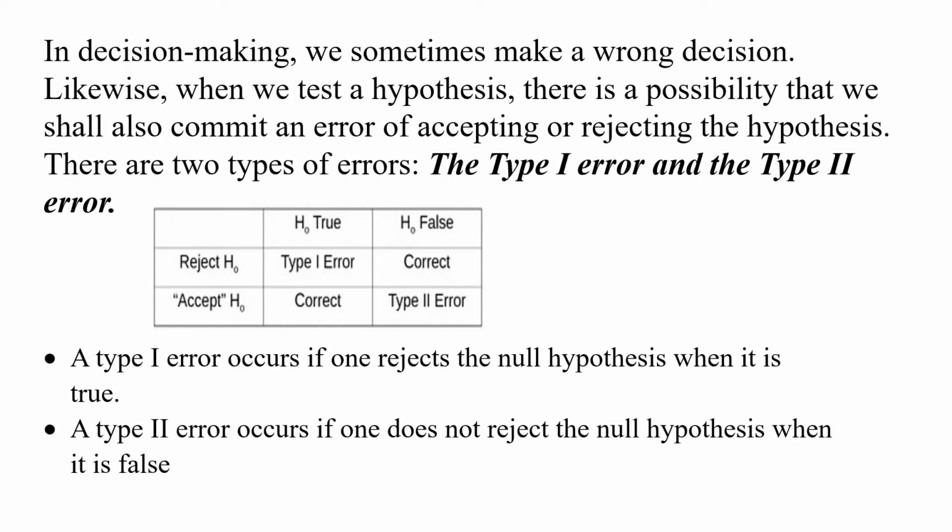Okay. In decision making, we sometimes make a wrong decision. Likewise, when we test a hypothesis, there is a possibility that we shall also commit an error of accepting or rejecting the hypothesis. There are two types of error, the type 1 error and the type 2 error. Okay, so type 1 error occurs if one rejects the null hypothesis when it is true. Then type 2 error occurs if one does not reject the null hypothesis when it is false.